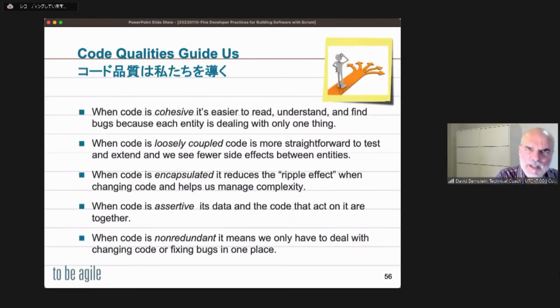These code qualities, and there are many more code qualities, but I find that these 5 are just fine to focus on at first. They guide us, they give us direction.